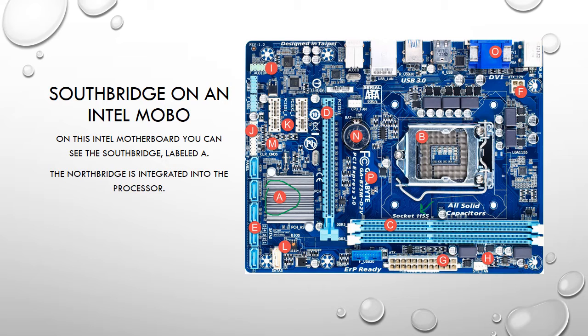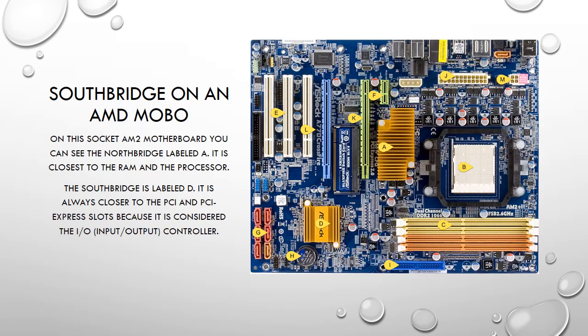K is PCI Express 1X slots, and I think that's everything. On our next screen, we actually have an older motherboard, and you can see that this one does have a north bridge. In this case, this is a socket AM2, and I can tell that it's an AM2 plus because it says it right over here on the edge.